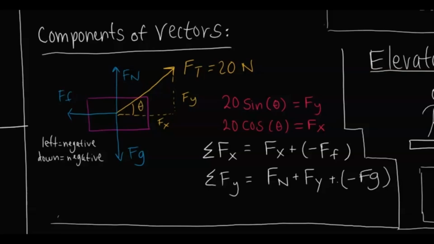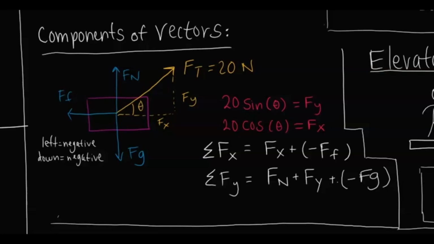So you can see here, in order to do that, you would have to know theta, the angle that's pulled at, or the angle that the force makes with the horizontal. And then you can just use trig in order to find each of those values. And I have a little example here showing the net force, right? So the net force in the x direction is just that component of Ft in the x direction plus the force of friction. And the force of friction is negative. That's why it's negative Ff.